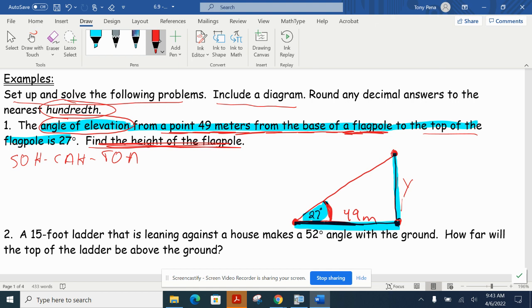Joel, what is this? Good. So this is our opposite. All right. And then Ella, what is this side? Good. That is our adjacent side. So if we're talking opposite and adjacent, we are setting up a tangent function here. So you're going to say the tangent of that 27-degree angle is equal to the opposite side, which was the Y, over the adjacent side, which was the 49.